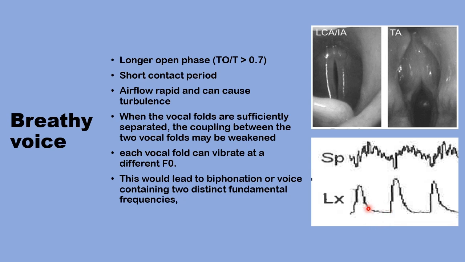Normally, the open phase should be 40% to 70% of the vibratory cycle. If it is more than 70%, the ratio between the open phase and the total time of the vibratory cycle is more than 0.7. Then this would lead to a short contact period between the vocal folds and would allow a rapid airflow through the weakened adduction, and this would cause a turbulence.